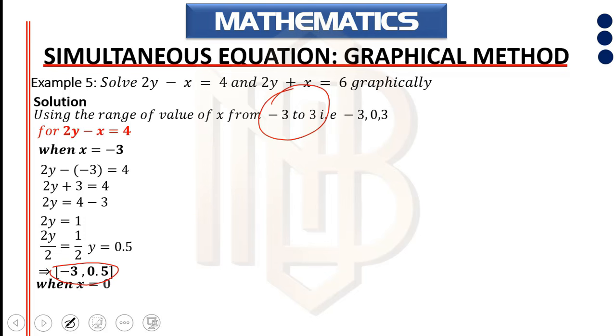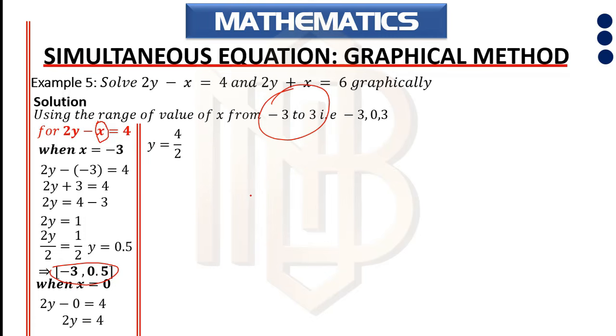So now let's proceed to the next value, when x is equal to 0. When x is equal to 0, that means 2y minus 0. In place of x here, you have to put 0 there. Okay? So that's 2y equals 4, and that means our y equals 2. So we have another point, that's (0, 2).